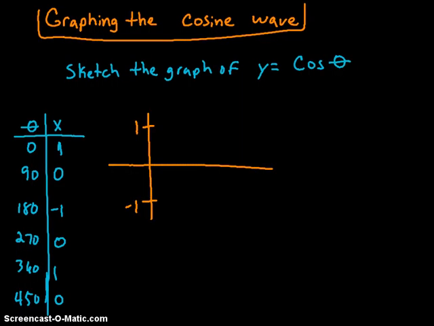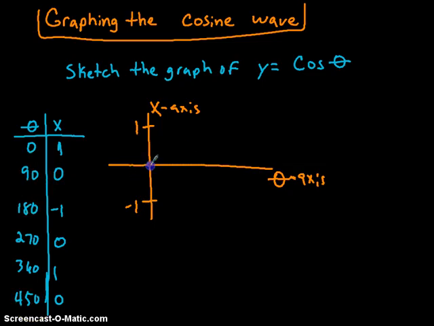Now let's graph it. This would be the theta axis. This would be the x-axis. So instead of being y, it's now the x-axis. This is the theta axis. So my x values range between 1 and -1. My highest number is 1, lowest number is -1. And my theta values are 0 to 450.